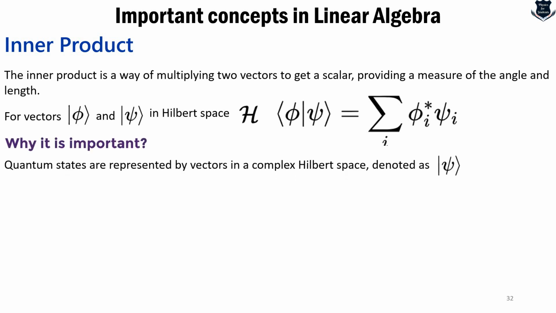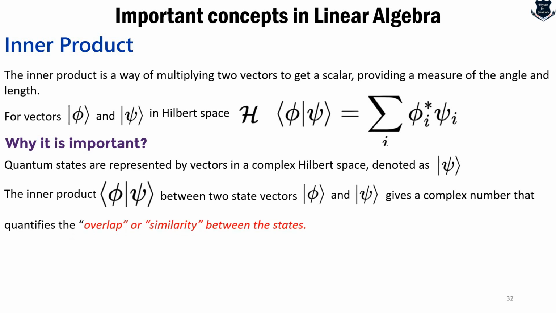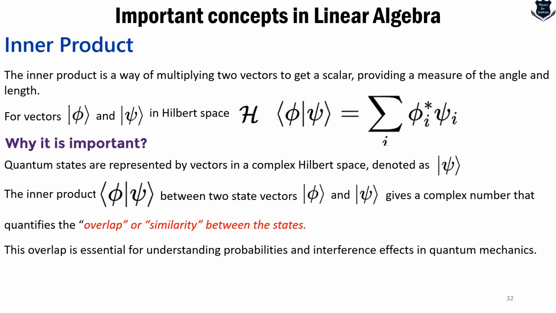Why is it important? Quantum states are represented by vectors in complex Hilbert spaces, denoted by psi. If I get an inner product between these two state vectors, psi and phi, it gives a complex number. That means it quantifies the overlap or similarity between two states. When one state overlaps another, we get an understanding of the similarity between the states. This overlap helps us understand interference patterns and a lot of other things. What are those other things which the inner product and the overlap denote? Let's look into the next part of the video.